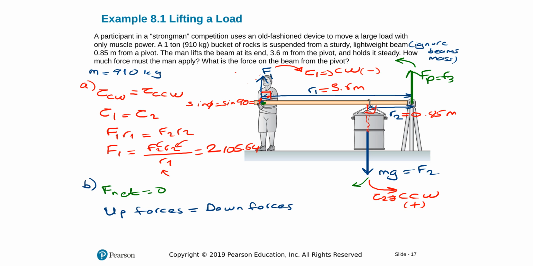What do I have up? I have F1 plus F3. What do I have down? I have mg or F2. So I'm going to solve for F3 by saying mg minus F1. When I input all the values, that should give me 6,812.36 Newton.